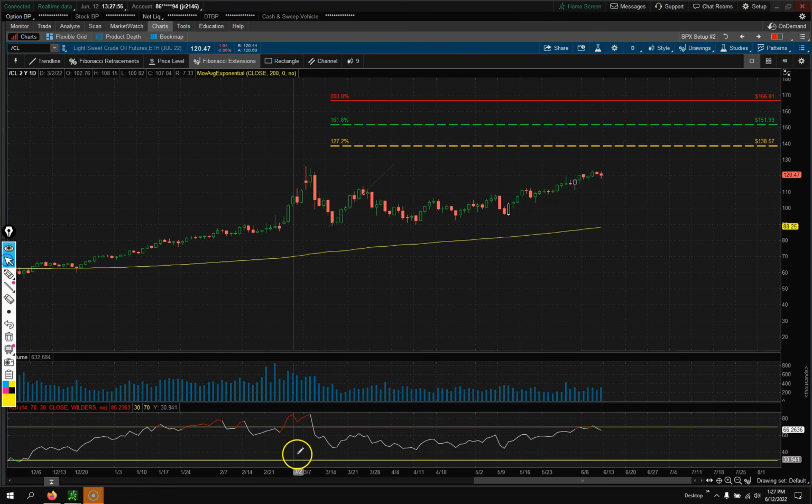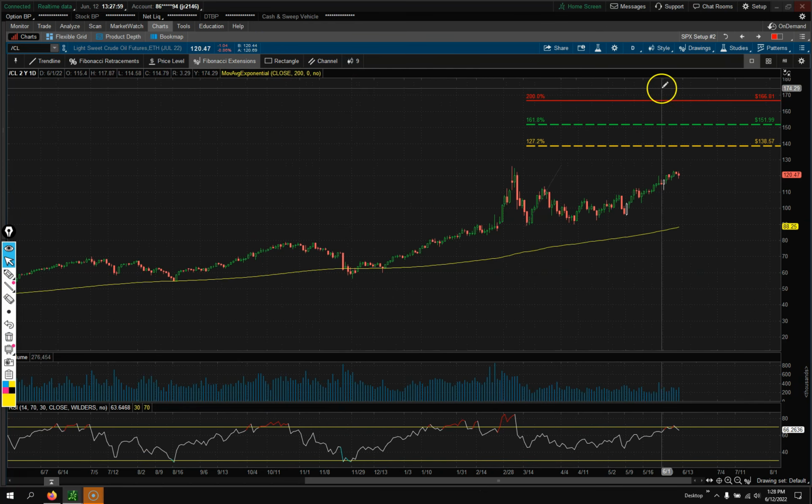It just feels like gas isn't getting any cheaper. There's a lot of momentum behind it. I think that's where we're going on crude oil, so I'm bullish.